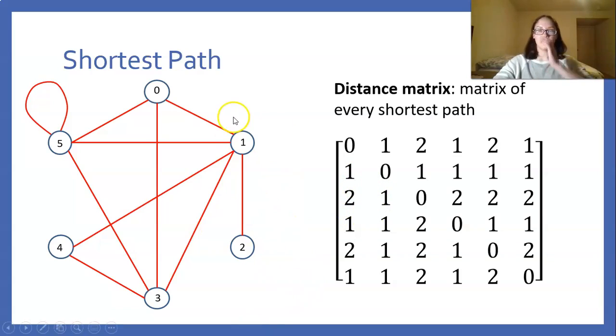And this is a symmetric matrix, but that's just because this is an undirected graph right here. If this was a directed graph, then the matrix does not need to be symmetric, similar to the adjacency matrix, because in a directed path, you might not have a path from one node to the other, whereas you could have it the other way around. So it might not be symmetric.